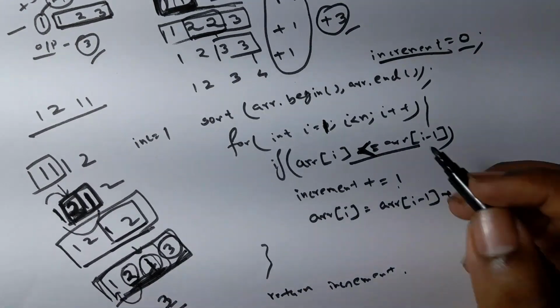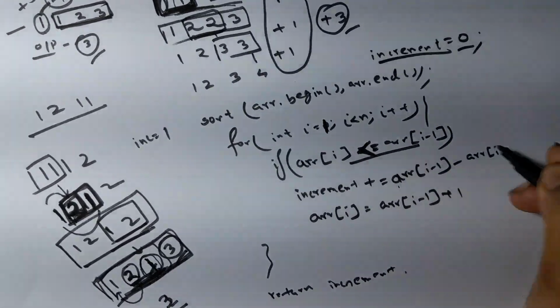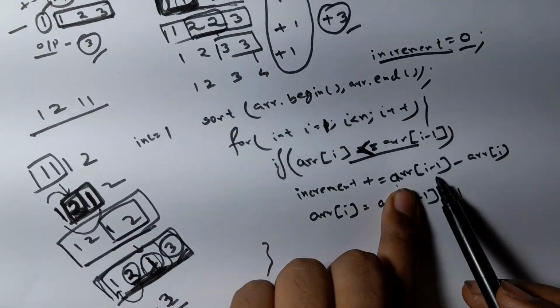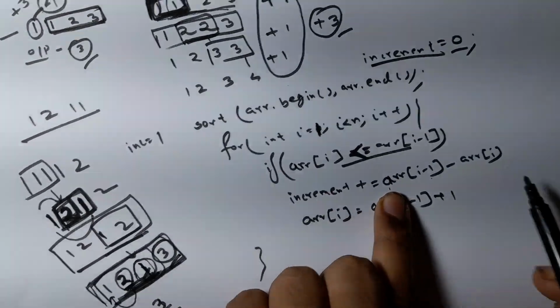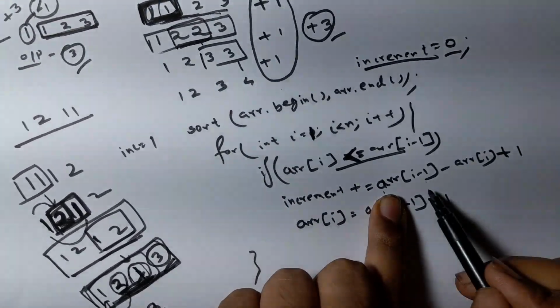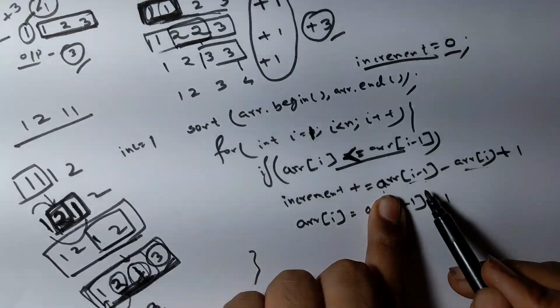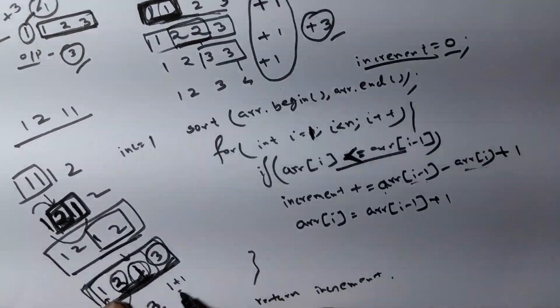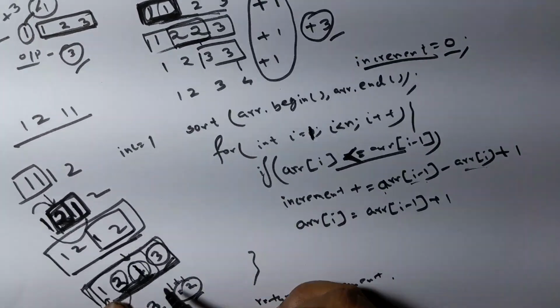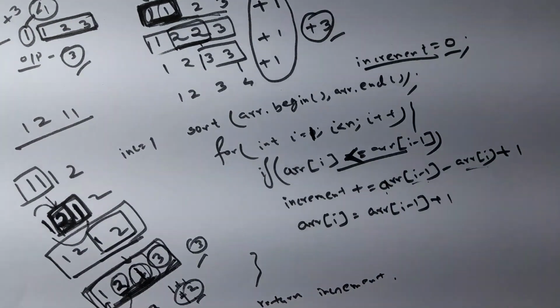So what will I increment? I will increment array of I minus 1 minus array of I, because I know that array of I minus 1 will be greater or equal. So array of I minus 1 minus array of I plus 1, and if these two are equal, then this increment will be +1, and if these two are not equal, then it will increment 2 minus 1 is 1 plus 1 is 2. So +2 will be incremented because notice here this 1 will be converted to 3.